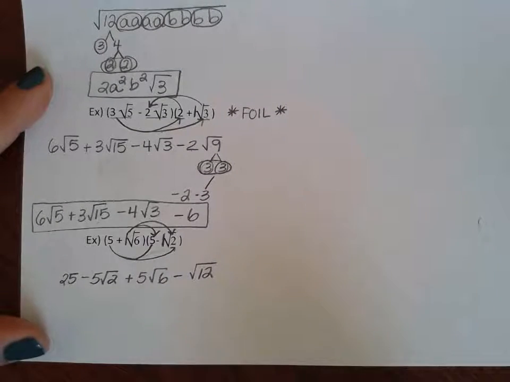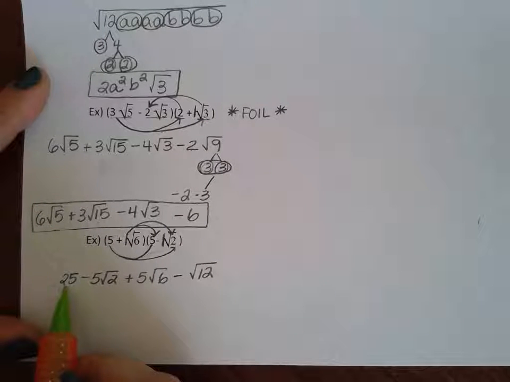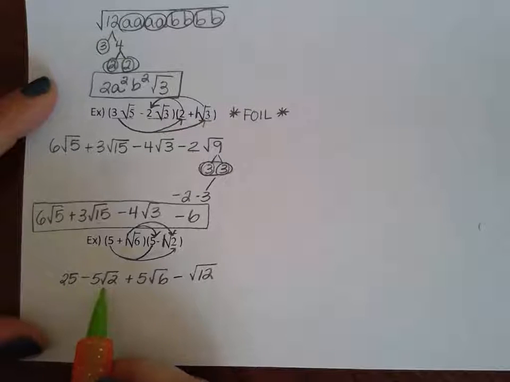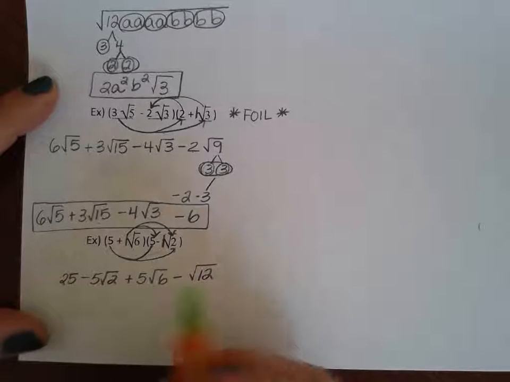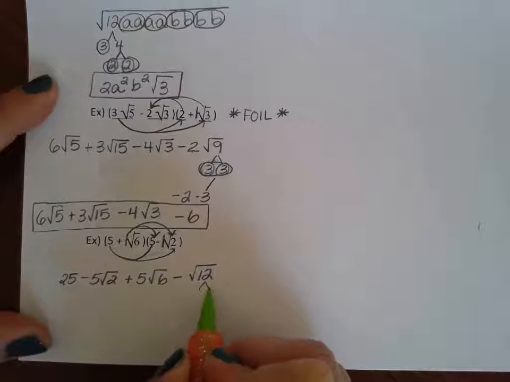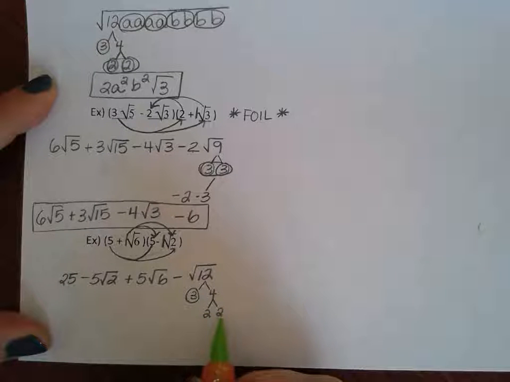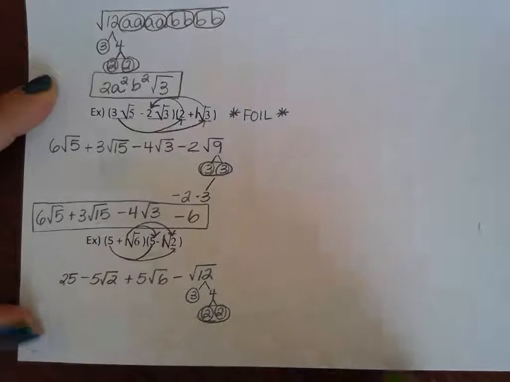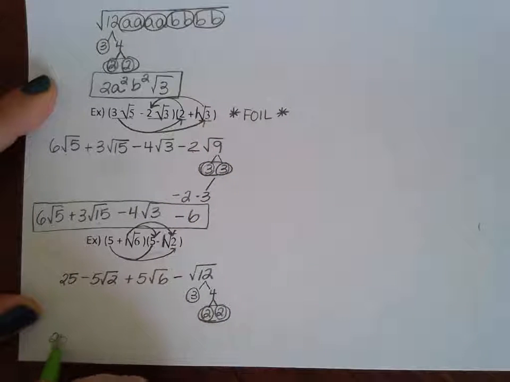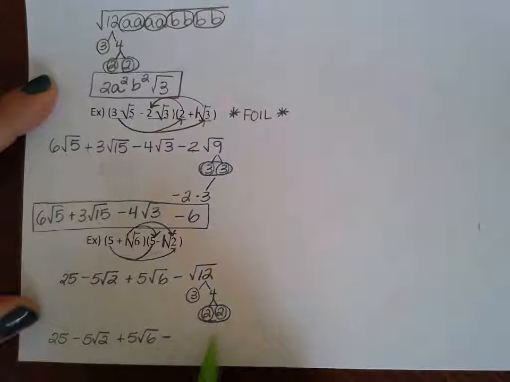Break down as much as you can. We don't break down the 25 because there's no radical over it. It's just a 25, so that stays. 5 root 2 can't be broken down any further. Neither can 5 root 6. 12? I'll bet you we could. So how about 3 times 4, and then 2 times 2. Take out a group of 2. So this will be 25 minus 5 root 2 plus 5 root 6 minus 2 root 3.